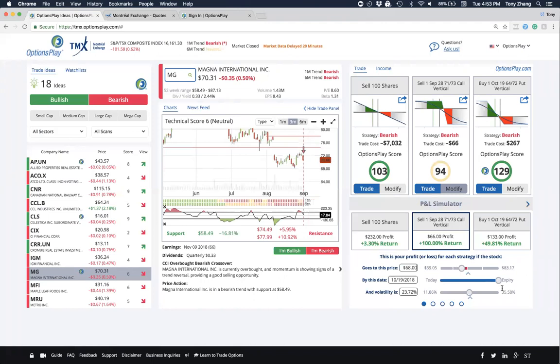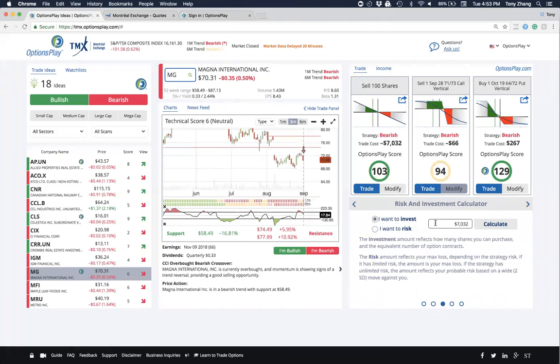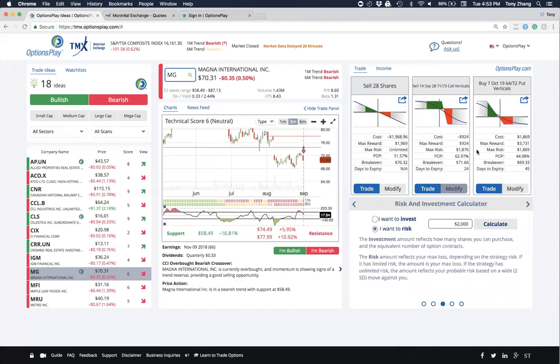Before we compare the debit versus credit spreads, I want to make sure that we're comparing apples to apples. So first, I'm willing to risk, let's say, $2,000 on this trade, just so we're selling the same number of contracts. If I'm willing to risk $2,000, I can sell 14 contracts of the credit spread, or I can buy 7 contracts of the debit spread. As you can see, I'm risking roughly the same amount of money. On the credit spread, I'm risking $18.76. On the debit spread, I'm risking almost the exact dollar amount, $18.69. So now I'm comparing apples to apples.